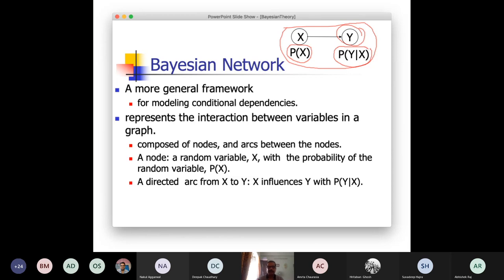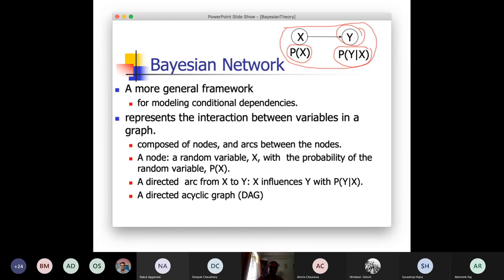As I was mentioning, this directed arc from x to y represents the influence of x on the occurrence of y. It's not a causal relationship, as I mentioned. Conditional probability does not mean that x is a cause of y. Don't take it that way. We can represent probability of y given x, and similarly we can also represent probability of x given y. As you know, in joint probability computations, the marginal probability and the other conditional probability are sufficient.